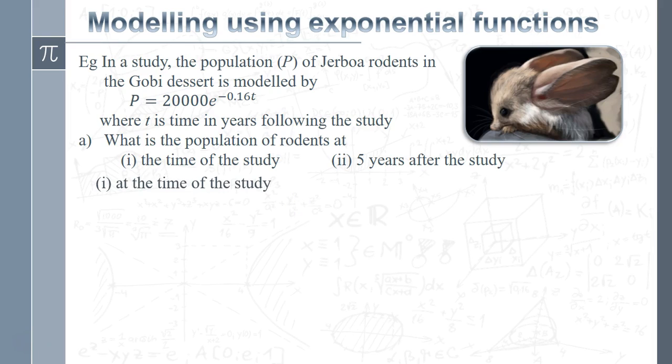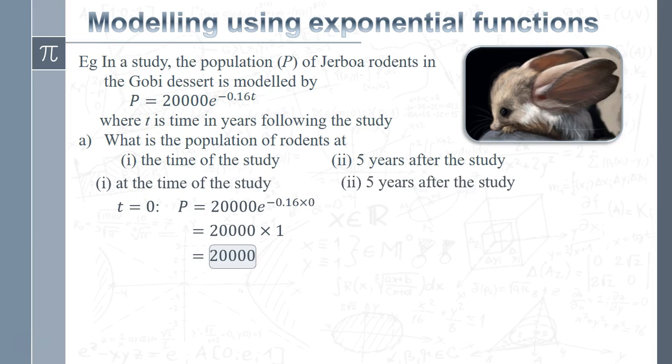At the time of the study, t equals 0, so what we're looking at here is the initial population. Hopefully we're happy to see straight away that if t equals 0, the power becomes 0. We've got e to the power of 0, which is 1, so our population is just 20,000. And that's nice and simple.